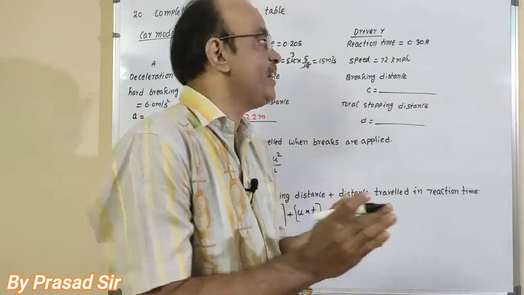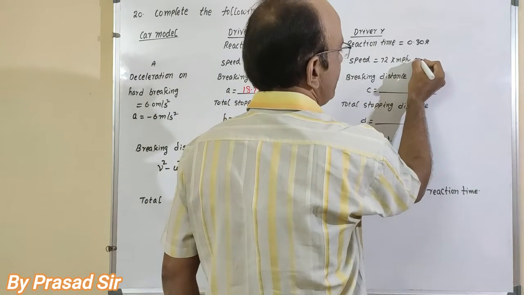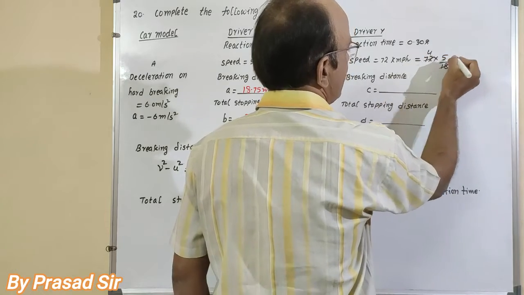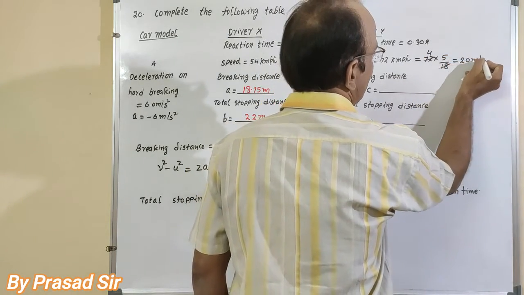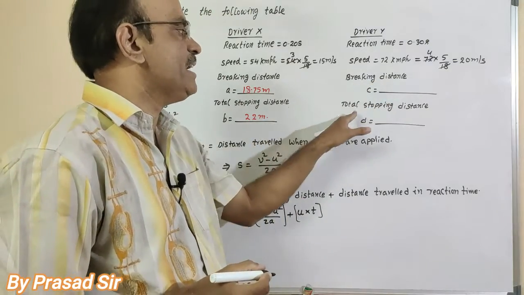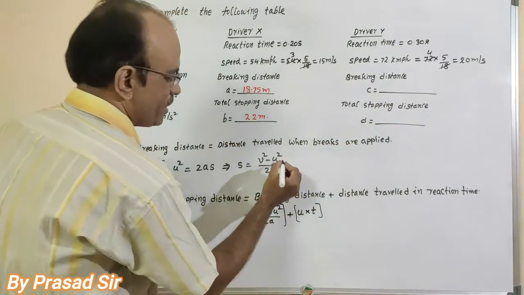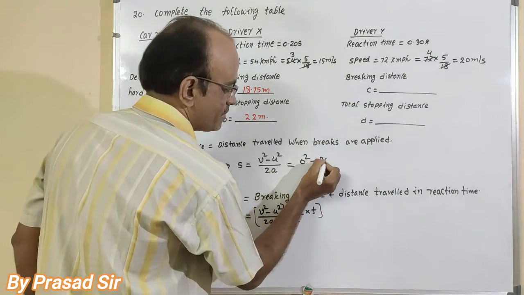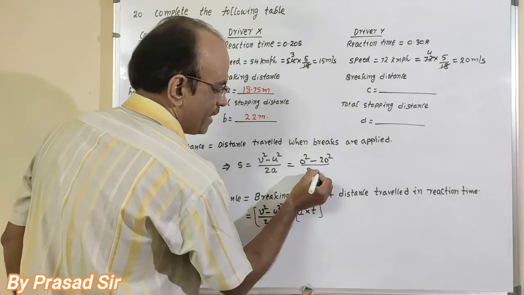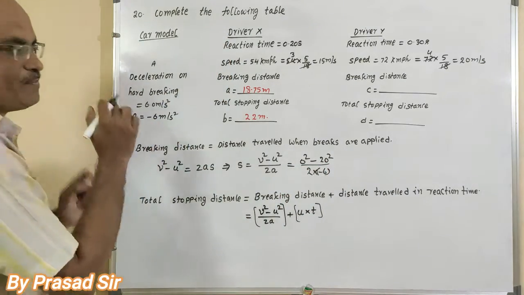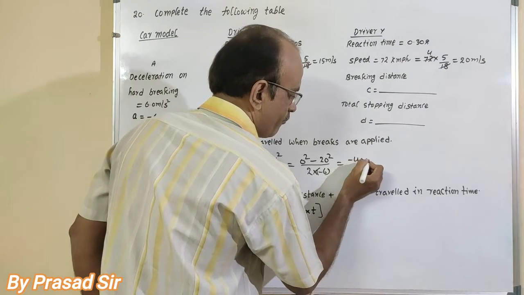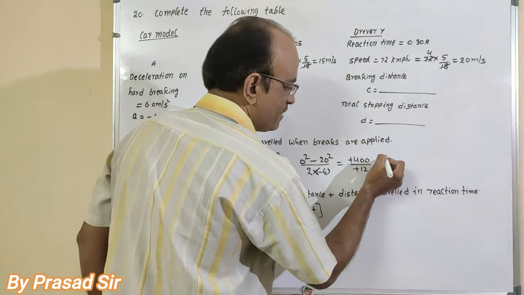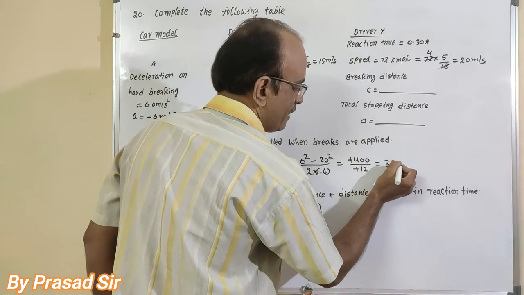Now we will calculate for driver Y. Speed is 72 km per hour. So 72 into 5 by 18, 18 fours are 72, that is 20 meters per second. Again we want to calculate braking distance and total stopping distance. Substituting, V square 0 square minus U square, that is 20 square divided by 2 into minus 6. Same, so minus 400 divided by minus 12. Minus minus gets cancelled. The answer is 33 meters.